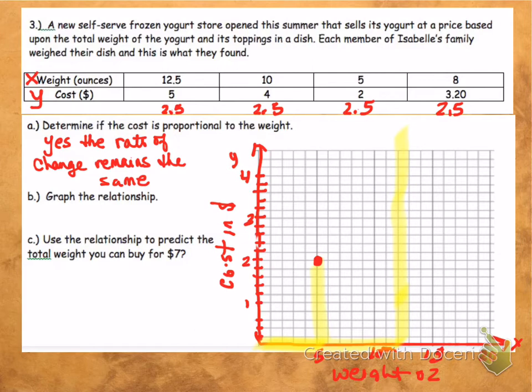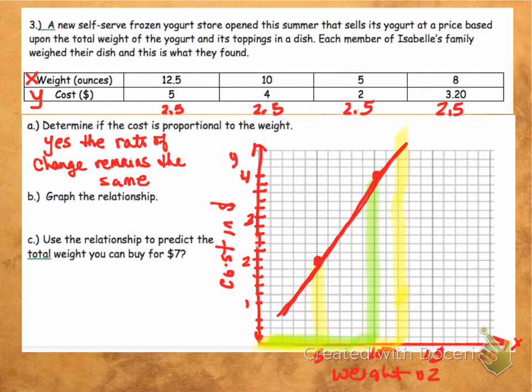And for the 10 ounces, I could go across here to 10 ounces, and that was going to be up at $4, so I can graph that one on my graph, and that would be $4. Because this is a proportional relationship, those values will create a line, so I'm just going to draw a line to connect those.